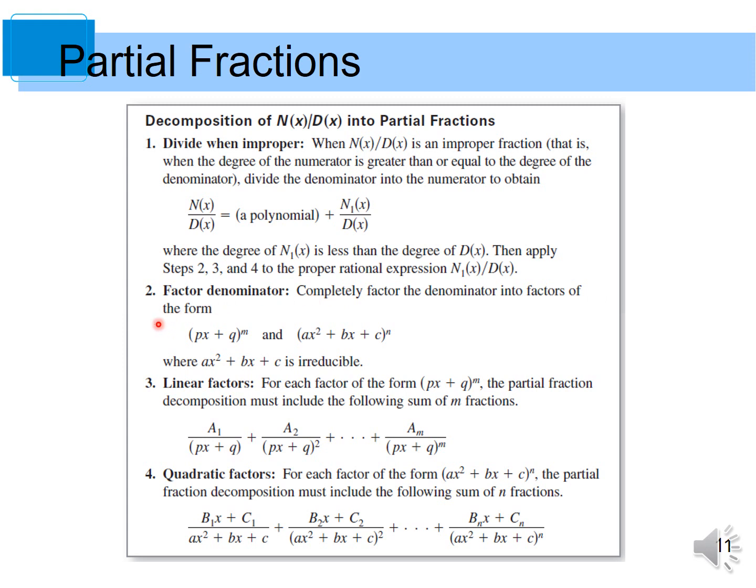Okay, for the second step, factor the denominator. Completely factor the denominator into factors of the form (px plus q) to the power m and (ax squared plus bx plus c) to the power n, where ax squared plus bx plus c is irreducible, meaning that this quadratic expression cannot be factorized anymore.